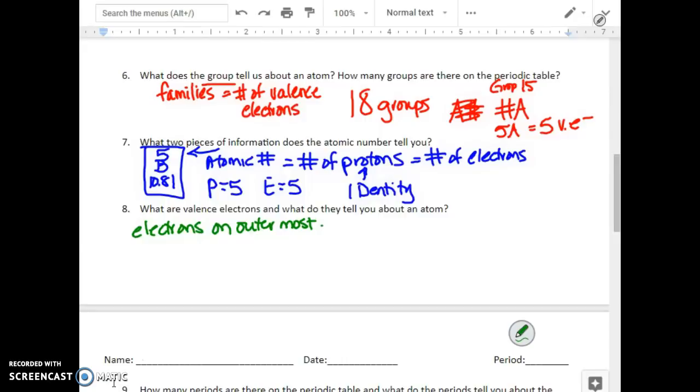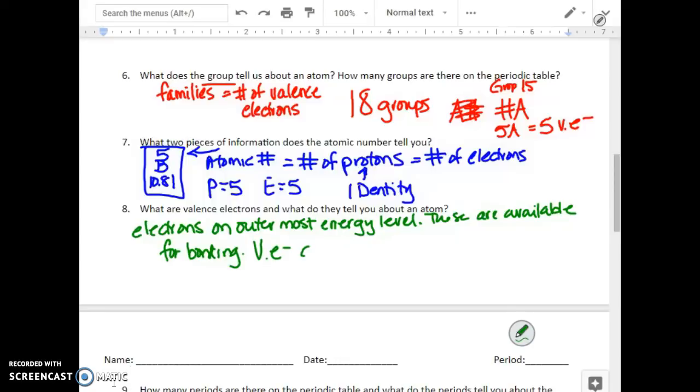Outermost energy level. These are available for bonding to make new compounds and such. So these are the ones available for bonding. They tell us valence electrons determine reactivity, how reactive an element is.